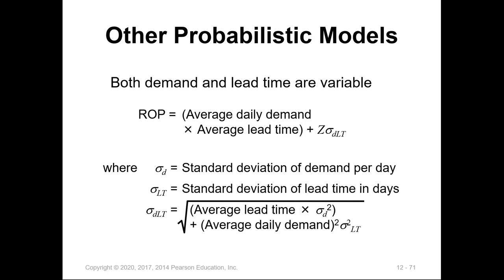If both demand and lead time are variable, then the reorder point will equal the average daily demand multiplied by the average lead time plus Z multiplied by sigma DLT. And again, remember that sigma D is the standard deviation of demand per day, sigma LT is the standard deviation of lead time in days, and sigma DLT is the square root of average lead time multiplied by sigma D squared plus the average daily demand squared multiplied by sigma LT squared.